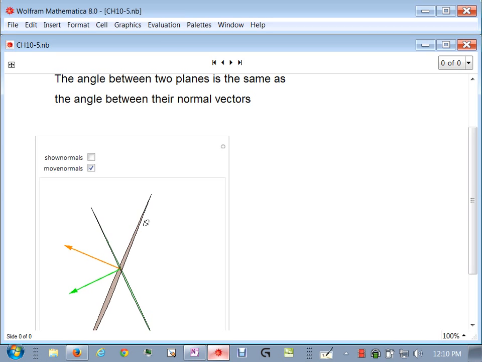Because the normals are perpendicular to the plane, so they're off by 90 degrees, right? So the normal of this wall is this, and the normal of the floor is this. So what's the angle between the normals here? 90, which is the angle between the floor and the wall anyway, right? So it makes sense that the angle between two planes would be just the angle between the normals.